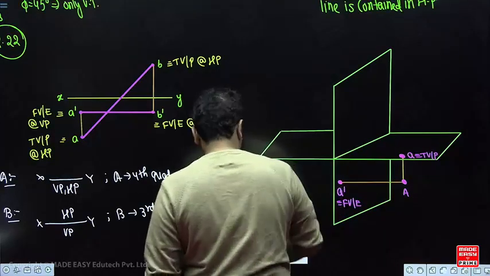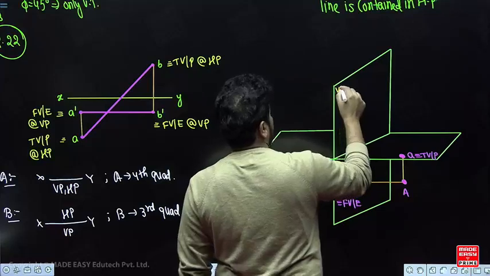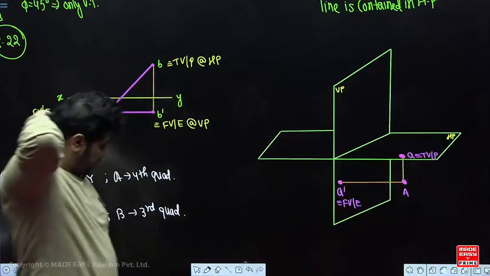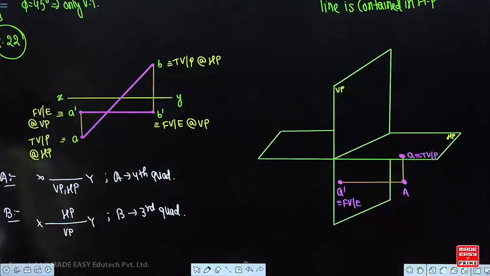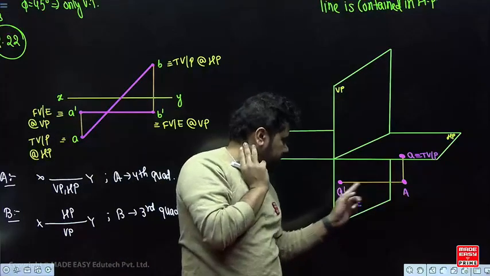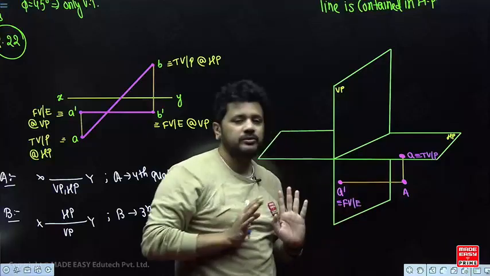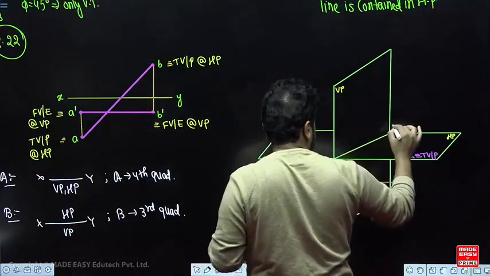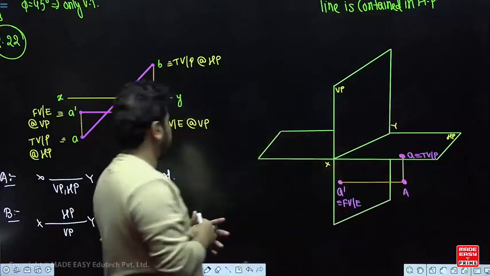So needless to say that this is your VP and this is your HP. We already know that, correct? So point A is in the fourth quadrant, so I have taken one point over here. The projection of the front view is this one and this is the top view. Clear? Now this is the XY line, isn't it?